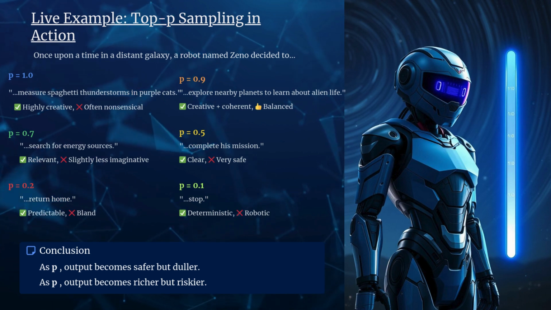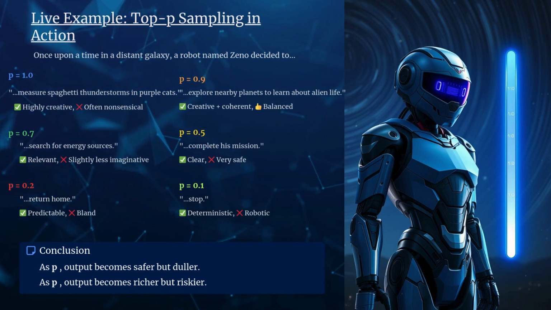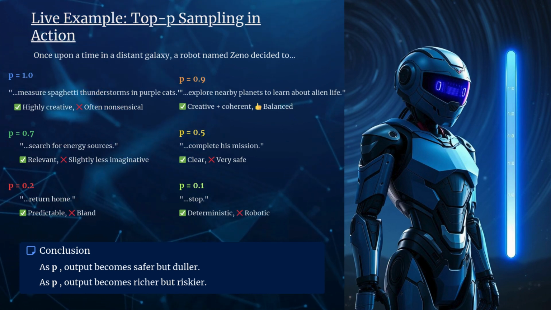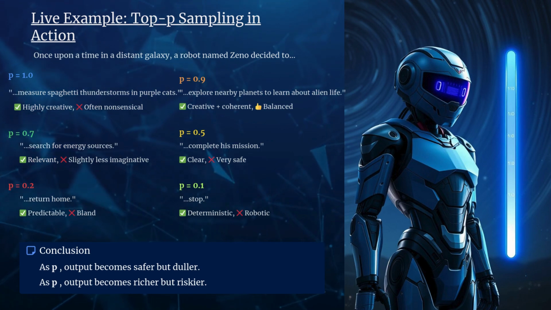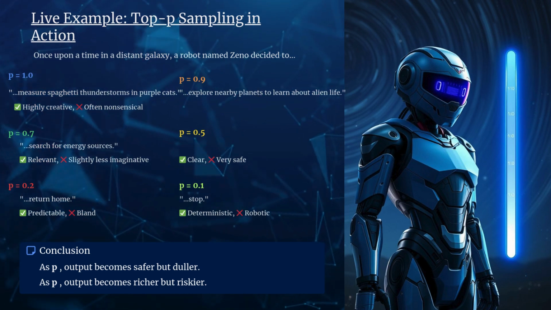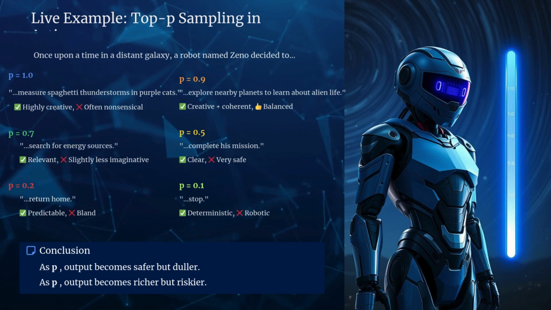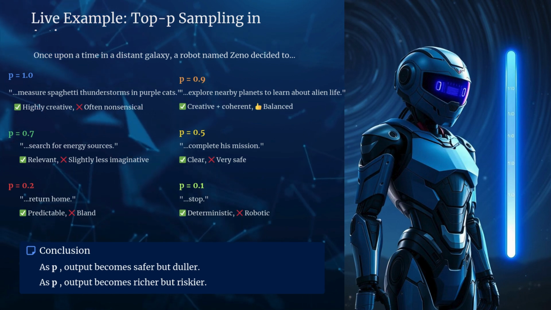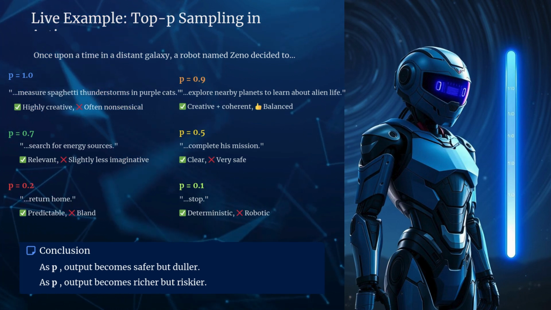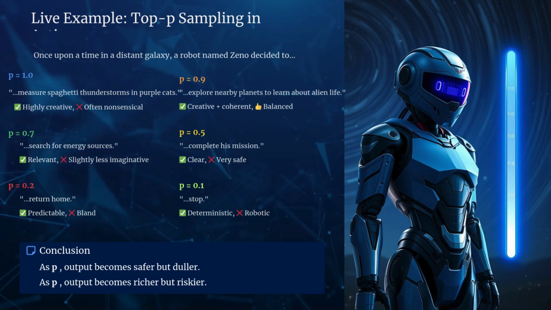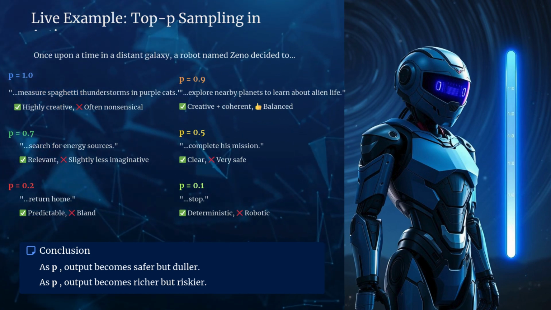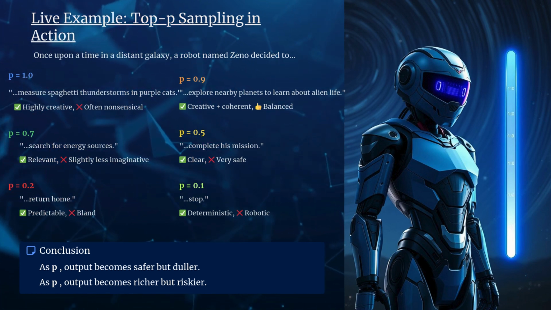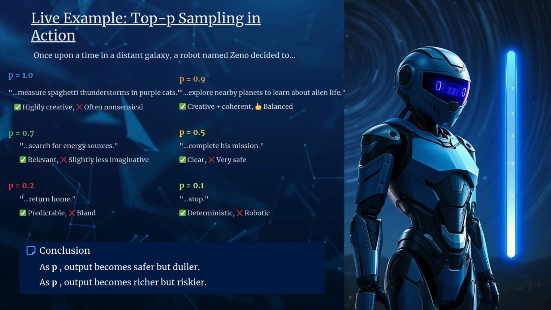Let's take an example. Once upon a time in a distant galaxy, a robot named Zeno decided to, now let's see what the AI might say next with different p-values. That means different levels of how many words it includes in its group. P equals 1.0. Measure spaghetti thunderstorms and purple cats. This is very creative, but it doesn't make much sense. P 0.9. Explore nearby planets to learn about alien life. This is creative and makes sense. A good mix. P 0.7. Search for energy sources. This is relevant but not very imaginative.